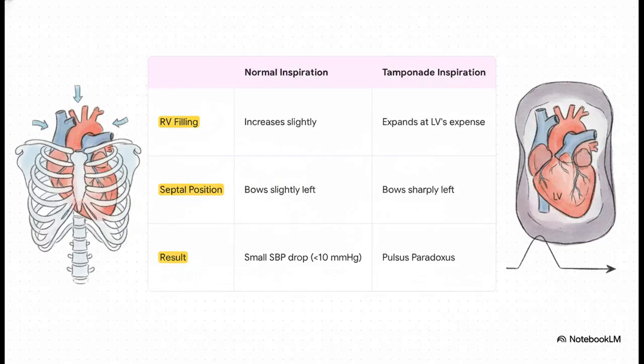Now, to make things even worse, you've got this phenomenon called ventricular interdependence, which gets dangerously exaggerated in tamponade. Normally, when we breathe in, a little more blood returns to the right ventricle, and the septum between the ventricles bulges just slightly to the left. No big deal. But in tamponade, the heart is trapped in a fixed-volume, high-pressure box, so when the RV fills on inspiration, it has nowhere to expand except into the left ventricle. The septum bows sharply to the left, crushing the LV and preventing it from filling. This is the direct cause of that classic sign, pulsus paradoxus.